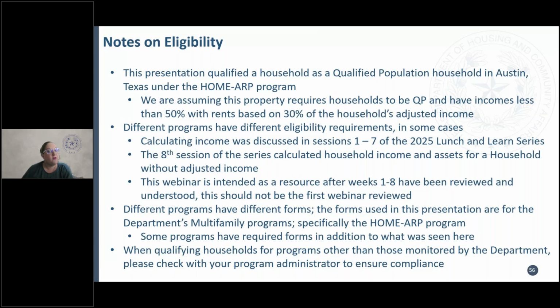Different programs have different forms. The forms used in this presentation are for the multifamily programs operated or monitored by the department and the home ARP program. Some programs have required forms in addition to what was seen here. Sometimes your ownership or your management group has additional required forms, so you want to be sure that you're including those as well. When qualifying households for programs other than those monitored by the department, you want to check with your program administrator to ensure compliance.